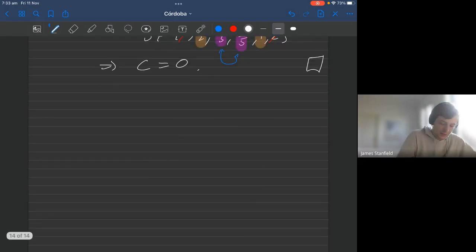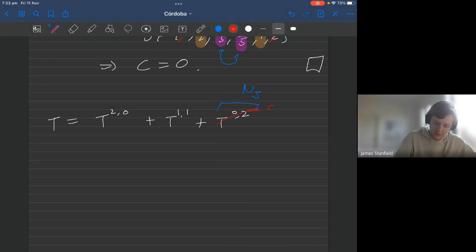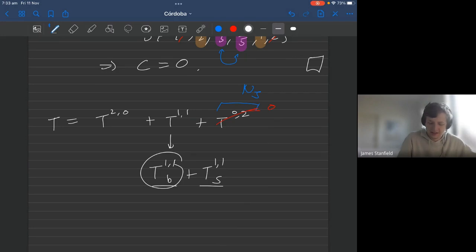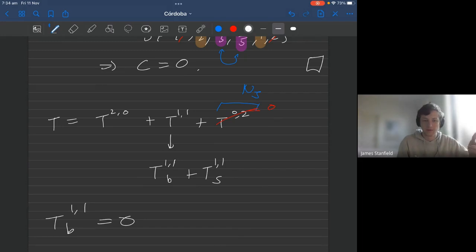But you can decompose the torsion into these (2,0), (1,1), and (0,2) parts. It turns out this is always precisely the Nijenhuis tensor, so this vanishes for a complex manifold. And then you can decompose this further into T^B and T^S. So this satisfies the Bianchi identity, I think, and this is the orthogonal component. And then the canonical connections satisfy T^{1,1}_B being 0, and you also prescribe one other part of the torsion.